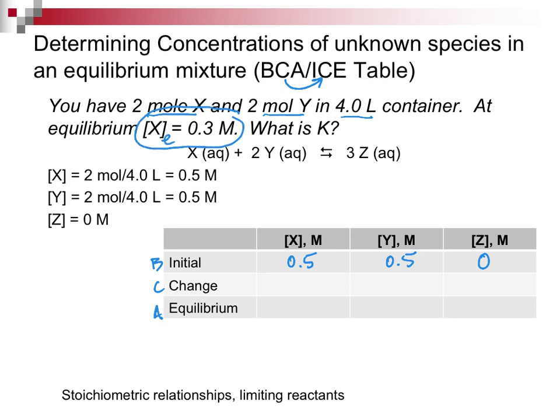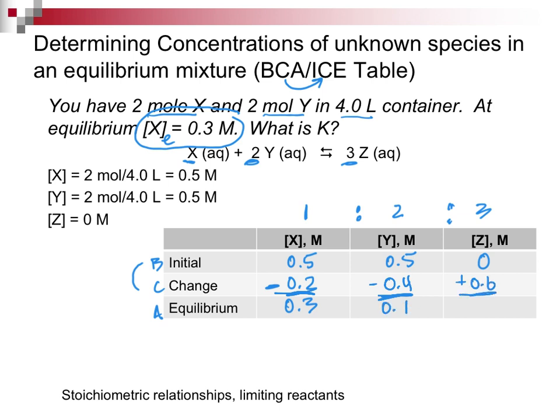Something you haven't worked with before. They're telling us the equilibrium concentration of X is 0.3. What does that mean? Well, remember, when you did a BCA table, you added those numbers together or you did your algebraic operation. Here, if I subtract 0.2, I am going to get 0.3. And for this example, it is a 1 to 2 to 3 ratio. So if I use 0.2, I am going to have to use 0.4 of Y. I am going to produce 0.6 of Z.